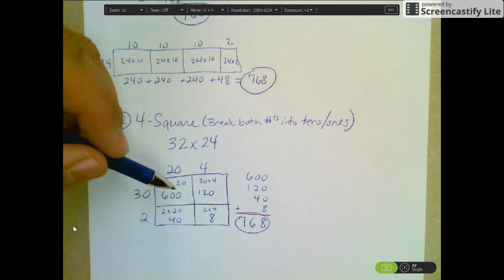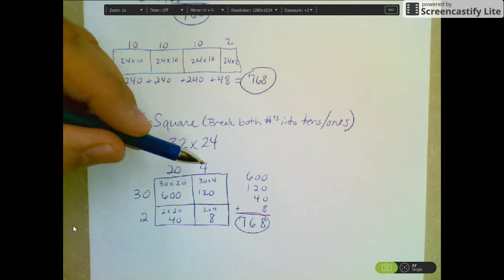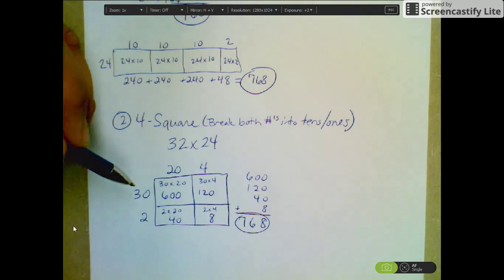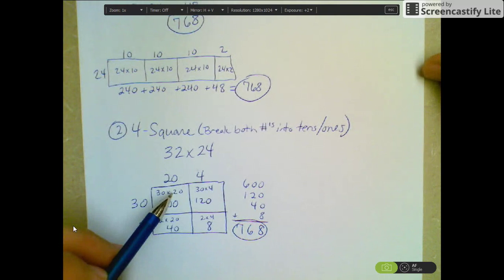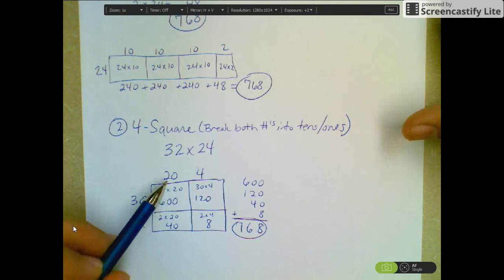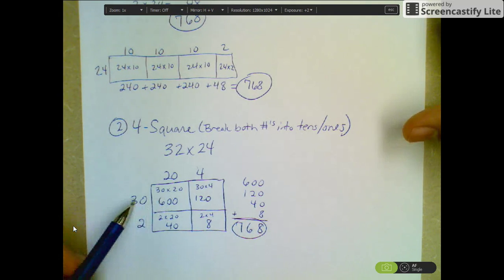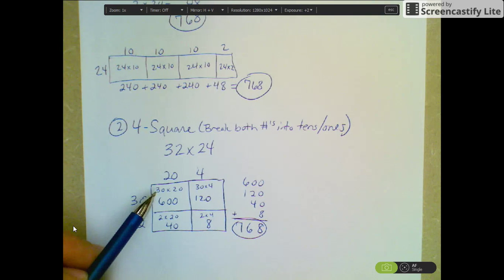They'll be empty. Up here we broke 20 and 4 apart to make 24. On the side we did 30 and 2. Students are taught to put their finger inside the box. You go up and hit the 20. You go to the left and hit 30. So 30 times 20 is your problem for here. Comes out to be 600.